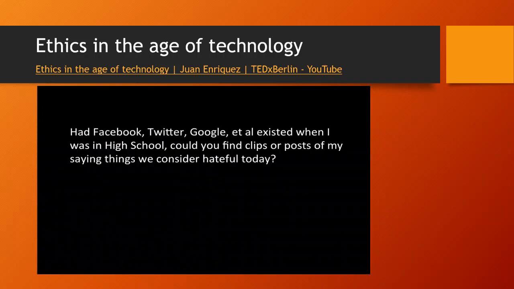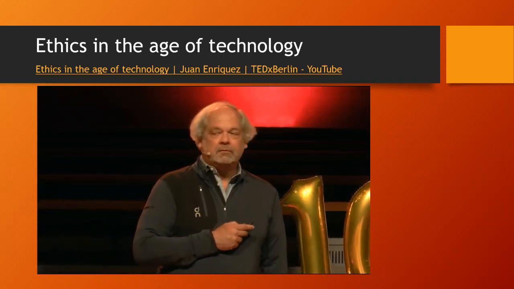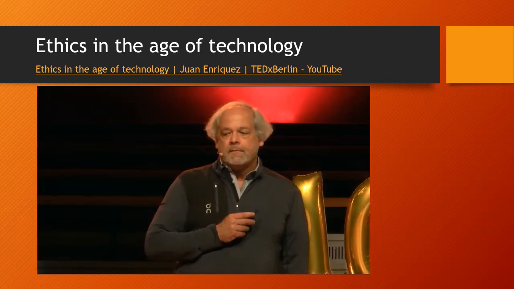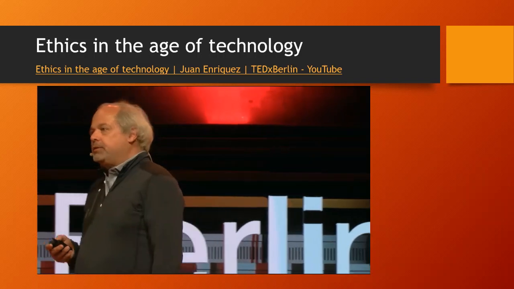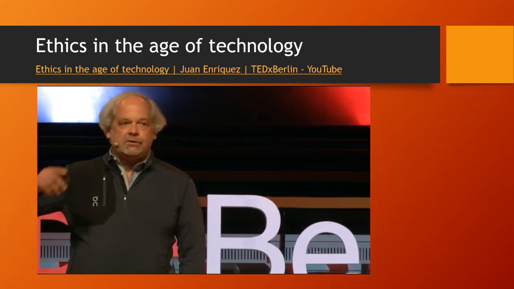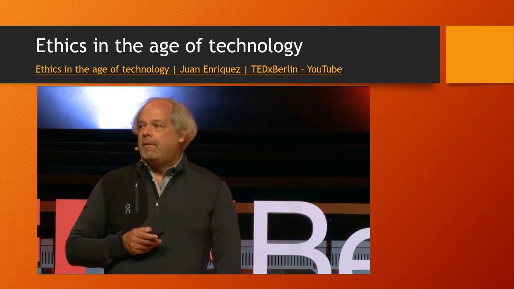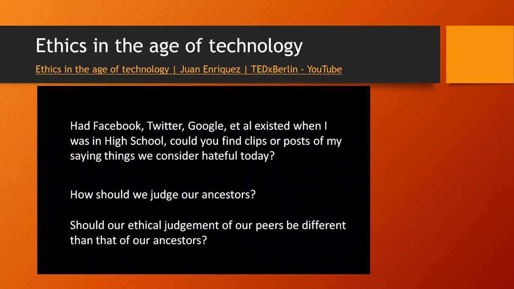And if Twitter and Facebook and Google and all these things had existed when I was in high school, I don't think that I would like the posts that I would have put up then. And I don't think you'd appreciate the posts that I would have put up then. So when we judge our ancestors, and say so-and-so and so-and-so with a great deal of self-righteousness, we have to consider partially where did they live, what were they taught, and should the ethical judgment of our peers be different than that of our ancestors?